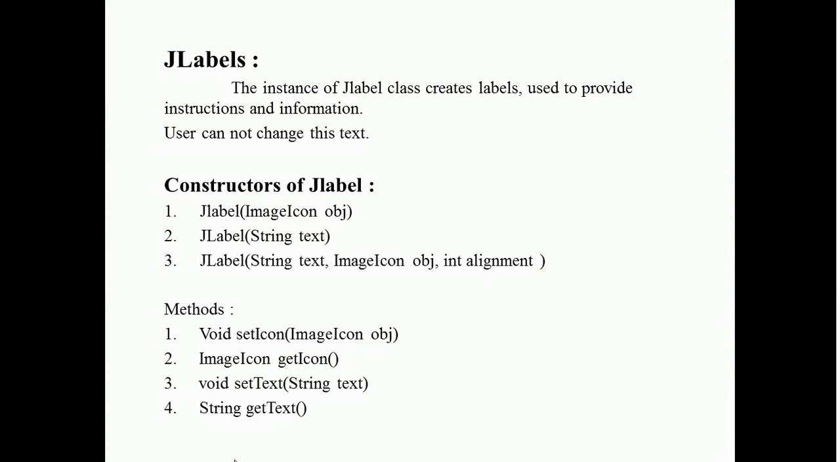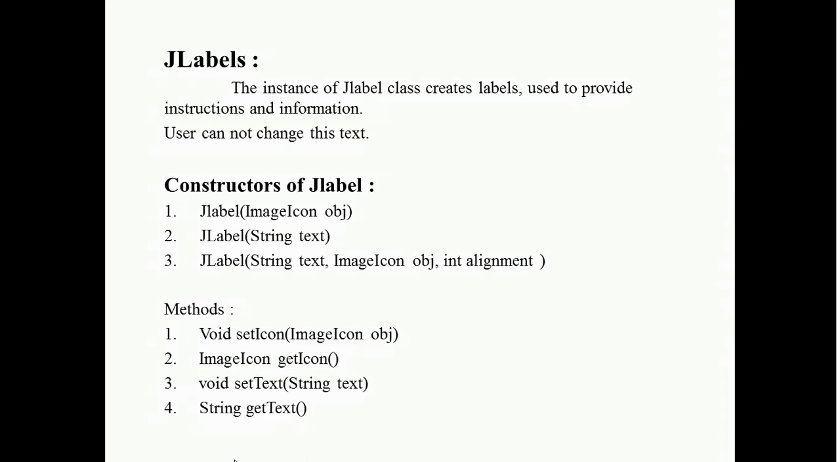And the third constructor takes String text, ImageIcon obj, and int alignment. These three are the parameters of the third constructor. This third constructor assigns the text, image, and alignment. Means the third constructor has three parameters: String text, ImageIcon obj, and int alignment.